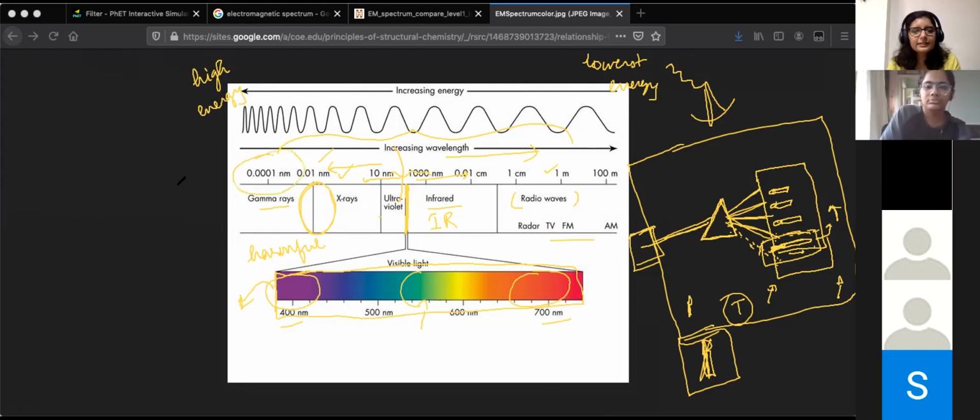Lower wavelength is higher frequency, and higher frequency means higher energy. Higher wavelength is lower frequency, which means lower energy. Okay.